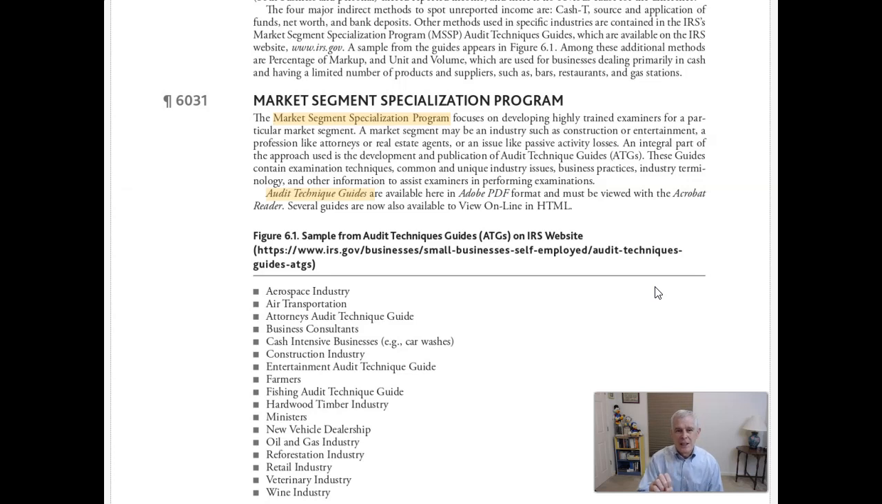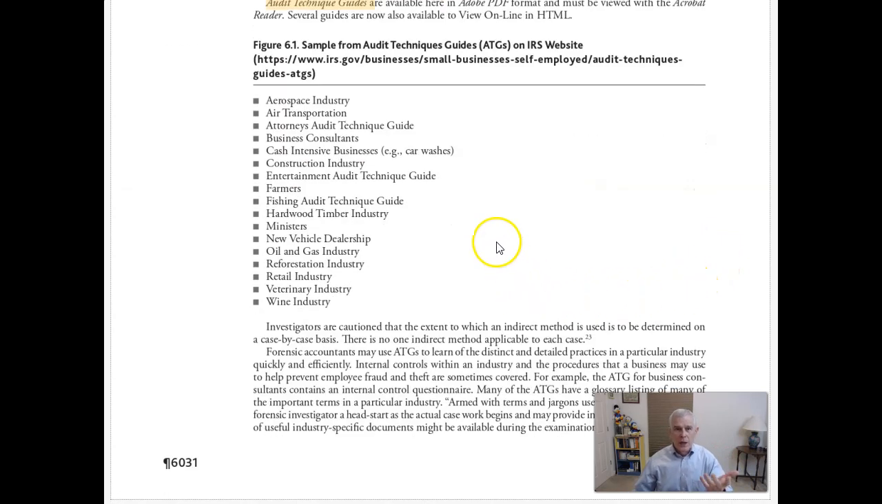Now, these audit technique guides are written by IRS agents with experience for other IRS agents. And they will take a certain industry and say, if you're going to audit a taxpayer in this industry, here's a lot of background information on this industry. Here's how the books and records should be kept. Here are typical revenues, expenses, other information about the industry, and then here are checklists you can go through when you're conducting an audit. And you look at all the ones they have here. They have more than this.